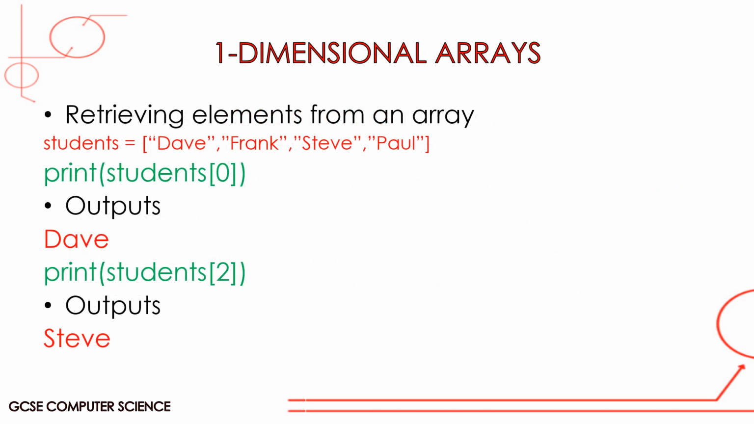A one-dimensional array or a list looks like this. students equals Dave, Frank, Steve, Paul, and it uses square brackets. This is allowing us to store 4 values under one name. Then if we access individual elements, similar to what we did with a string, you do print students and then which item you want to get to. So Dave is 0, Frank is 1, Steve is 2, and Paul is 3. It works exactly the same as a string.